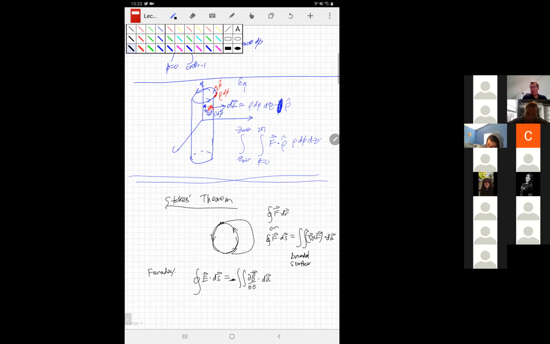The line integral around a closed path of E dot dr, which is the work done on a unit charge by the electric field going around that circle, is equal to minus the time derivative of the magnetic flux. And we know we can turn this into the integral of the curl of E by Stokes' theorem.